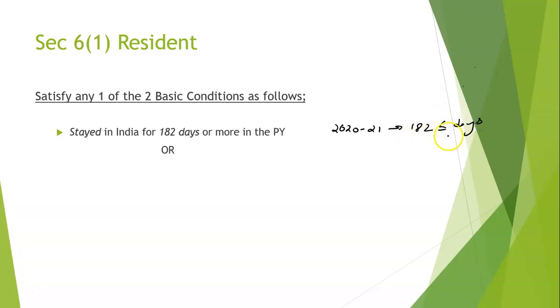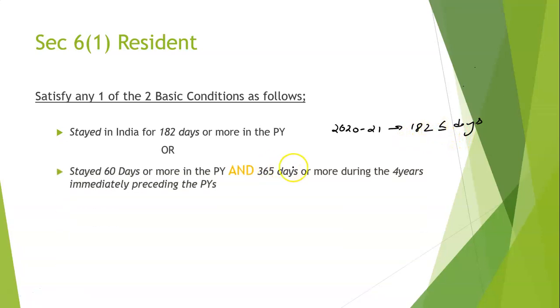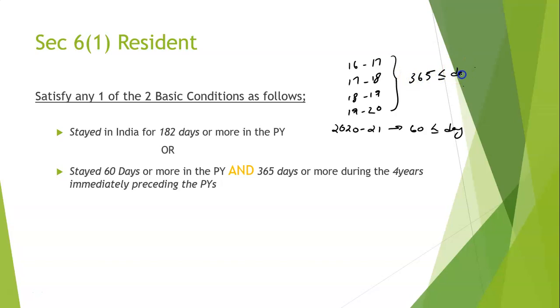Say the SSC does not stay for 182 days. Check whether the SSC stays for 60 days or more in the previous year and, in the 4 preceding previous years, which for us are 2019-20, 2018-19, 2017-18 and 2016-17. For all these 4 years together, the SSC should stay for 365 days or more. Alright, so 60 plus 365.